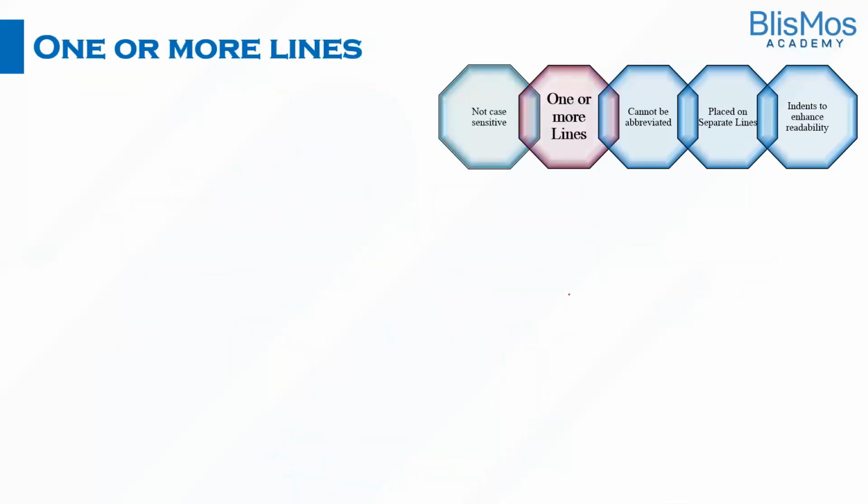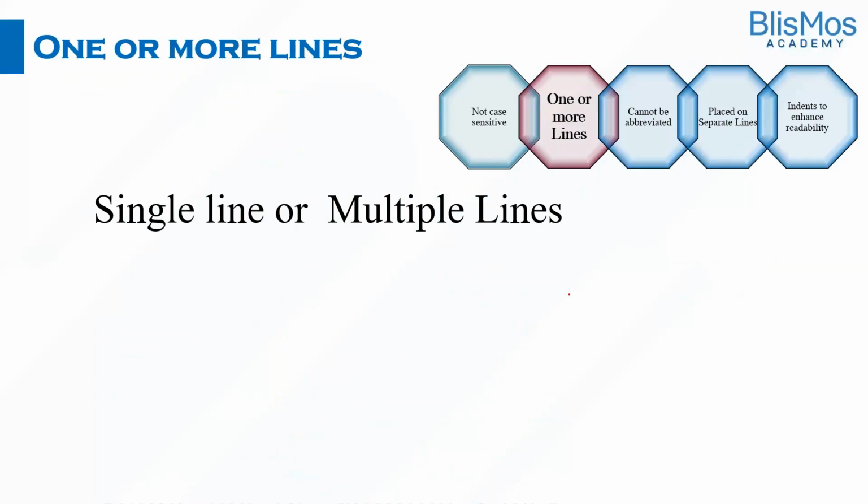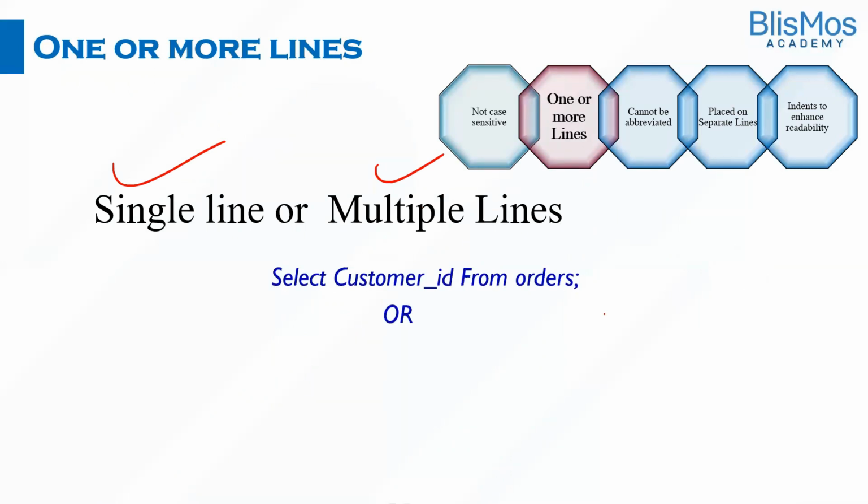The next important thing is we have the flexibility of writing SQL statements either in a single line or in multiple lines. It is entirely up to you. Taking an example here, I am trying to get the customer ID column from the orders table. So this is in a single line. The same statement can be written in multiple lines. Depending upon your need and your preference, you can write SQL statements in a single line or multiple lines. Both of them work.